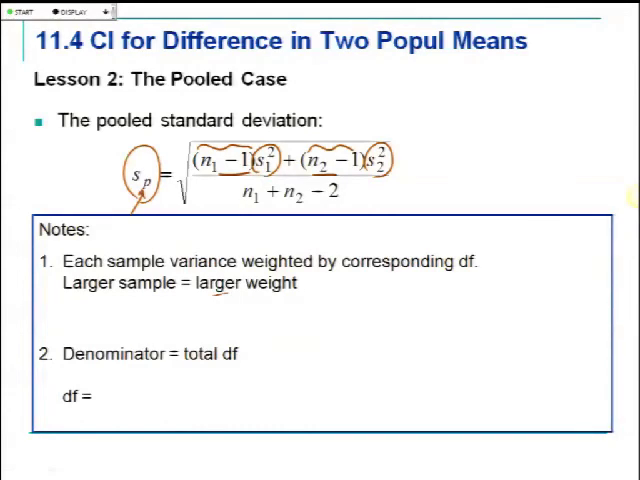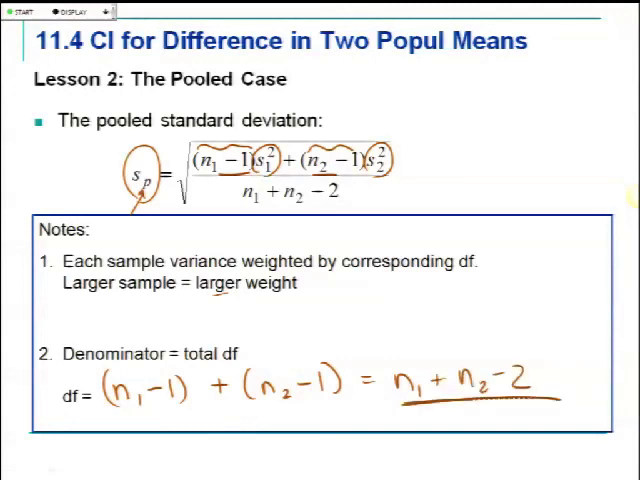The denominator really is the total degrees of freedom, somewhat what we highlighted earlier. Adding up the two degrees of freedom gives us this thing called n1 plus n2 minus 2. So instead of having a separate S1 and S2 in our standard error expression, we're going to use Sp in both places. So now we need to derive the updated standard error. This is the updated standard deviation estimate, and in our standard error expression, let's put in the Sp instead.